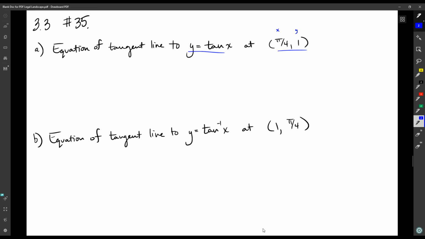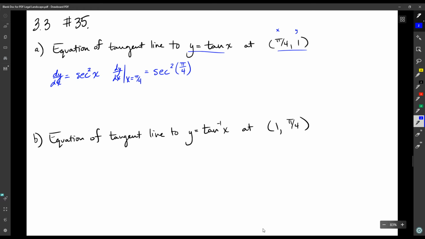So the only thing left we need is the slope of the line, and we're going to get that from the derivative of the function. So dy dx in this case will be the derivative of the tangent function, which is the secant squared of x. So now we want to evaluate that derivative, dy dx, at the point where x is equal to pi over 4. So this is going to look like secant squared of pi over 4.